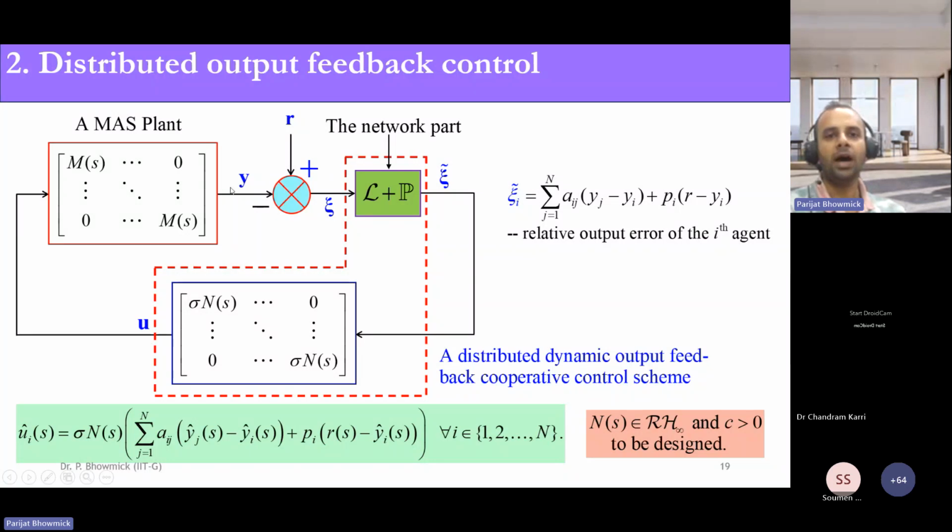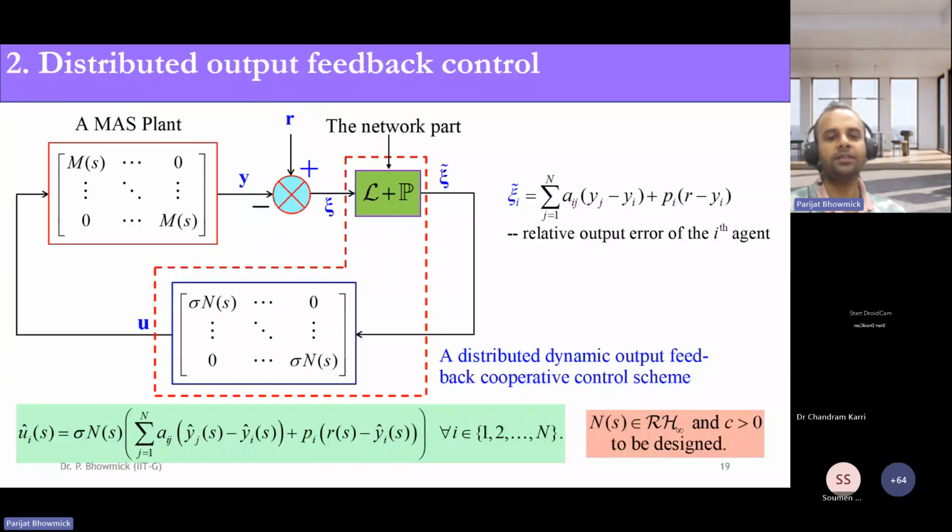we are now using the output. Okay, so the error is in the sense r minus y. Of course, the network part will be there, and we are using the dynamic output feedback controller. And if you would like to write its expression, then it would simply be ui hat of s equals this whole thing. Mathematically it looks very clumsy or complicated, but it is the same thing which we wrote earlier.